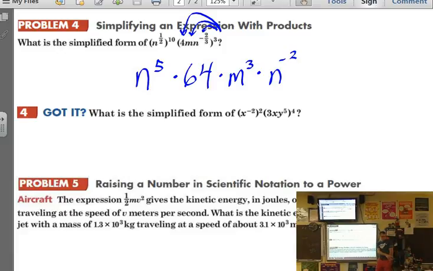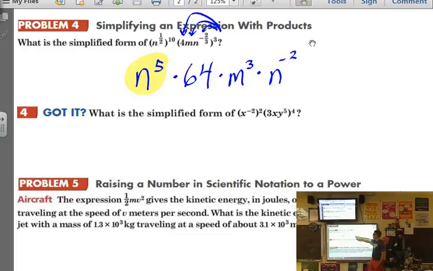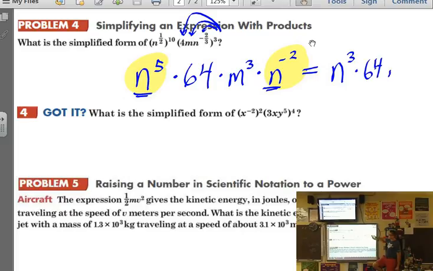Questions? Wouldn't you have to also simplify the n? We're getting there. Look at the big picture. It'd be n to the 5th, 64, m to the 3rd, n to the negative 2nd. Don't rush to do things. Look at the big picture. I've got an n value here and an n value here. Those can be combined, and I get n to the third times 64 times m to the third.